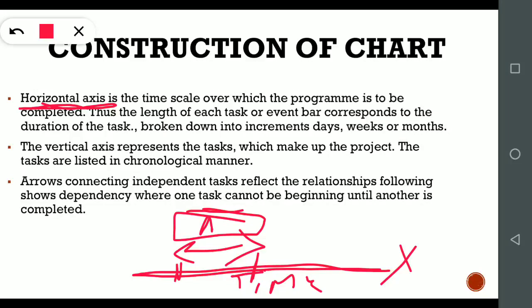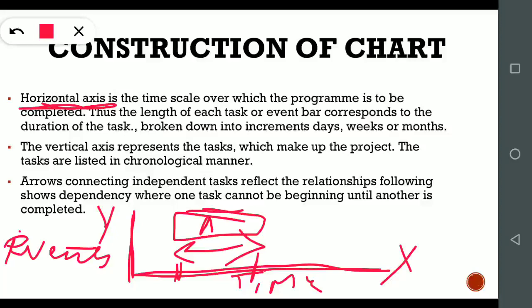Next comes the vertical, here the y-axis or the vertical axis. It will show the events. So it is showing the events.